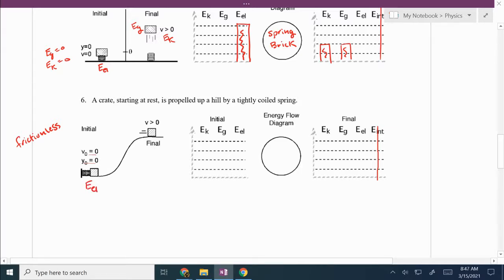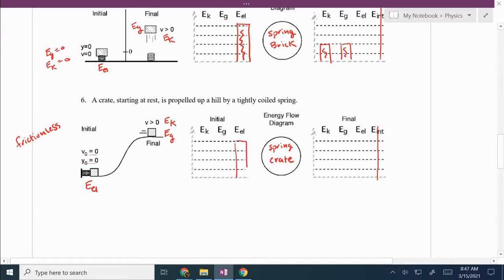Up here, V is greater than 0 tells me that I do have kinetic energy, and I'm up here on top of this hill, so I am going to have gravitational energy. Let's see here. I've got a spring and I've got this crate, so I'm going to put the spring in the system, and I'm also going to put the crate in the system.